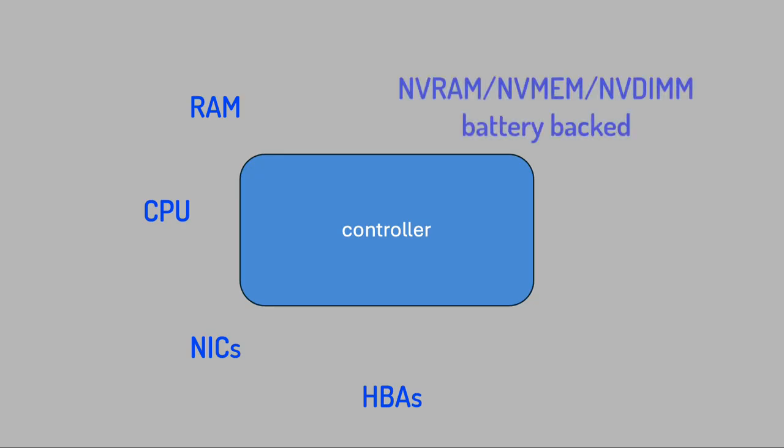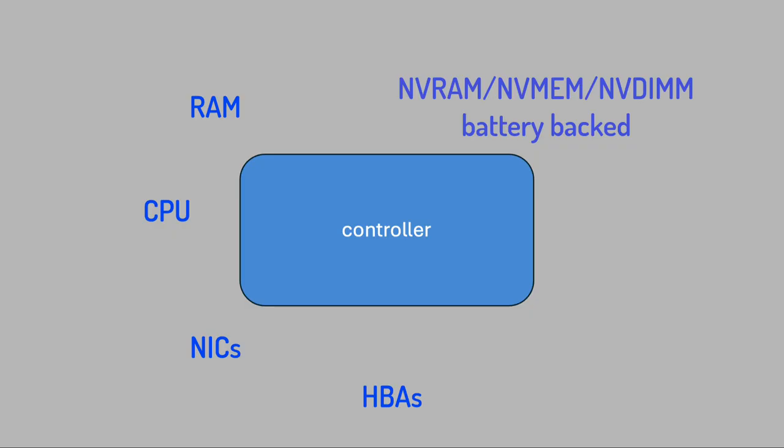And let's start with a single node, which actually is a controller or machine that has the standard features of random access memory, CPU, network cards, and maybe fiber channel adapters all on board. In addition to that, a node also has a non-volatile RAM solution in the form of NVRAM, NVMem or NVDIMM, depending on the controller type, but all three solutions serve the same purpose.